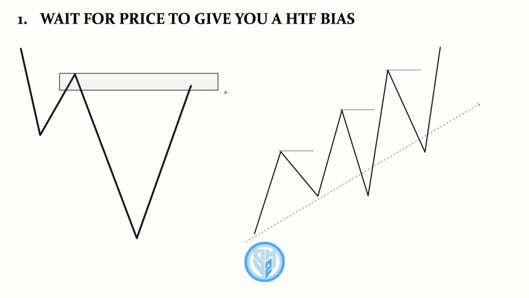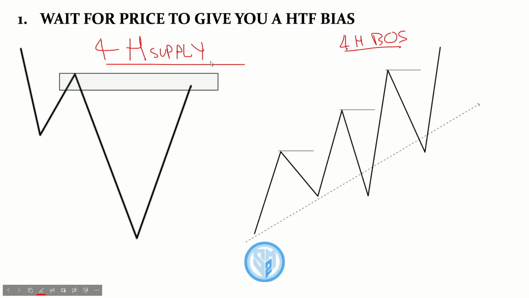What I mean by that is I have 2 examples here, right? We've got our 4-hour level of supply, and we've got our 4-hour break of structure. These are the 2 sorts of higher time frame biases that I mainly use for this model. So right here we have our 4-hour supply. Price taps into it right now on the 4-hour. So I know for the next coming days, price will move towards the downside, or expect for price to move towards the downside.